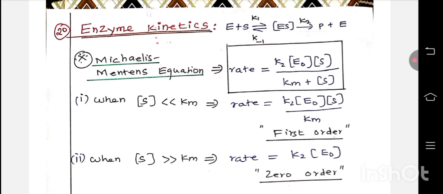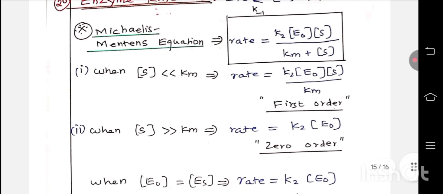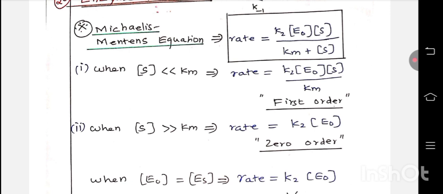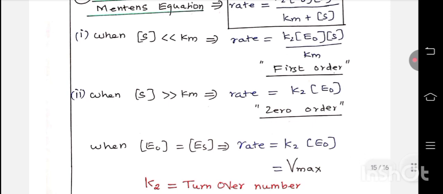And last, enzyme kinetics mechanism: enzyme plus substrate form the enzyme substrate complex, which decomposes to product plus enzyme. The very important equation is the Michaelis-Menten equation, rate equal to k2 E naught S divided by Km plus S. When substrate is very low, the rate is first order. Therefore, rate equal to k2 E naught S divided by Km. If substrate is very high, rate equal to k2 into E naught. The reaction is zero order.